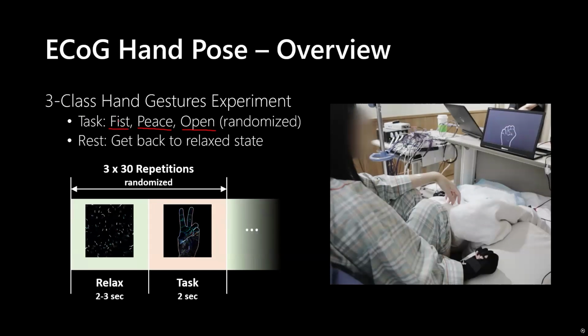So the fist would be the rock, the peace sign would be the scissors, and the open hand would be the paper. And this is, of course, randomized. So it's random which task appears after the other. And there's also a rest, which is, for example, 2 to 3 seconds. And then you have the instruction for the patient to perform the task itself for 2 seconds.